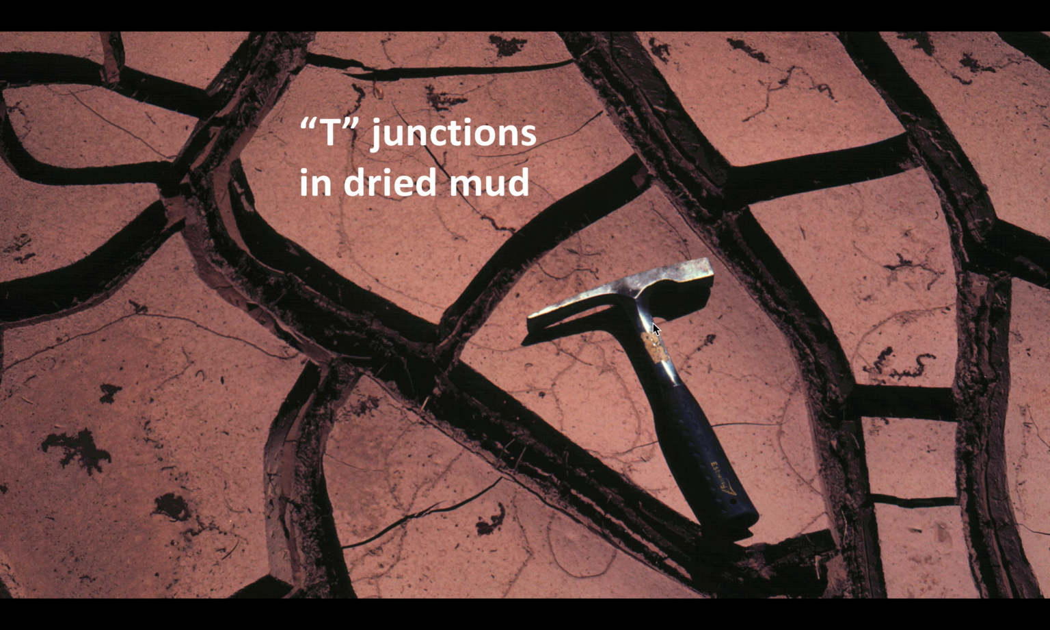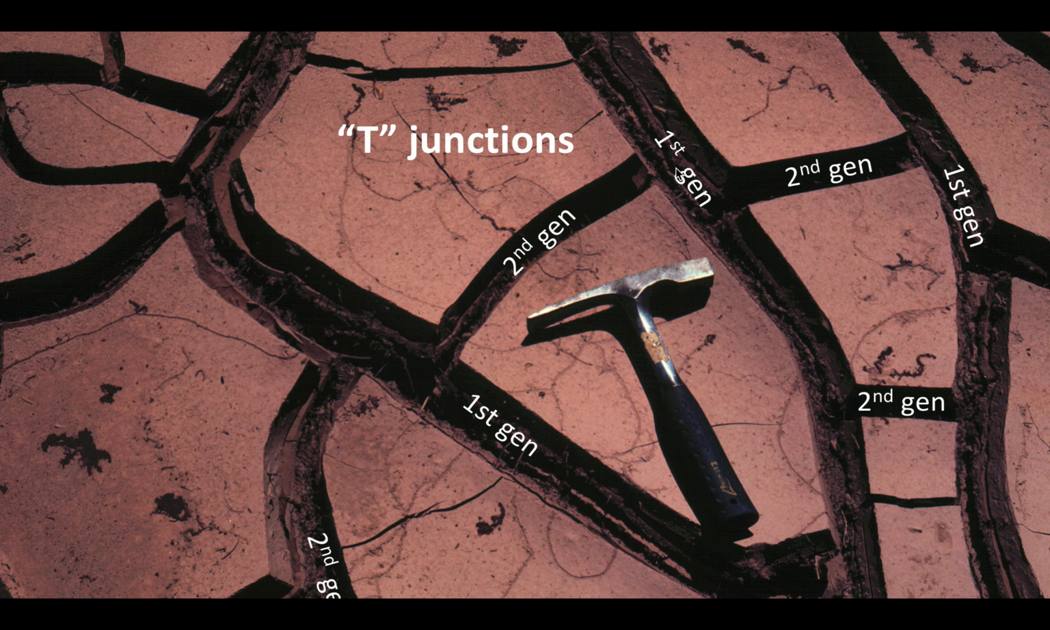Here's what happens when mud dries. It generates polygons, but note that the junctions are different. These are T junctions, and there's multiple generations. The first cracks to form relieved about half of the total stress, and the rest of the stress was relieved by these that are perpendicular to the original first generation. So these T junctions are really distinctive. The process of multiple generations of fractures on the same surface makes this distinct from the basalt flows.